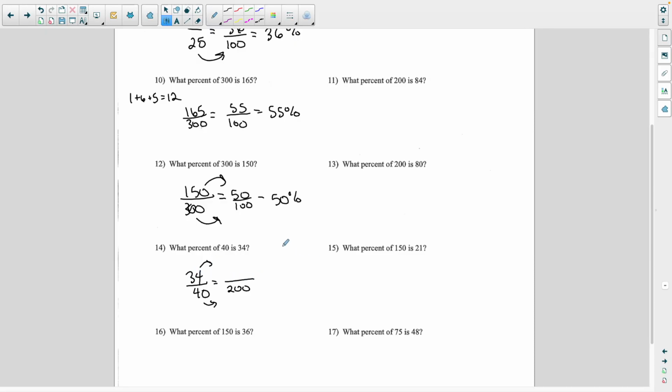So we need to determine what is 34 times 5. We have 170. All right. Now, can we take care of this? Okay, we can do this because we divide 200 by 100. Let's divide this by 2. It'd be 85. That'd give me 85%.